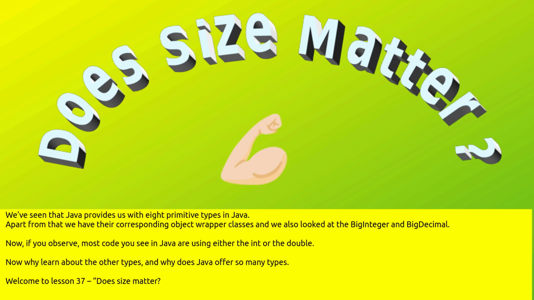We've seen that Java provides us with 8 primitive types. Apart from that, we have the corresponding object wrapper classes, and we also looked at BigInteger and BigDecimal. Now, if you observe, most code you see in Java uses either int or double. Why learn about other types, and why does Java offer so many types? Welcome to lesson 37, Does Size Matter?